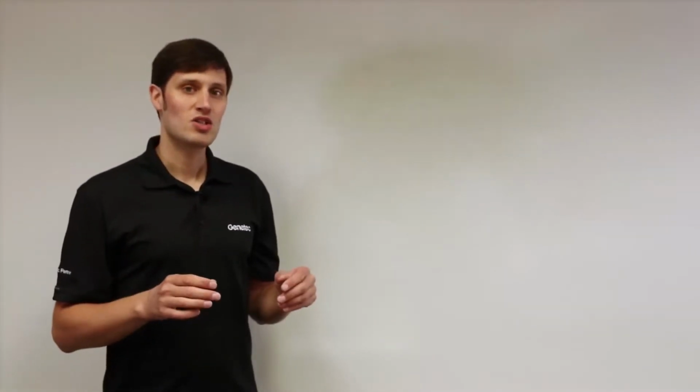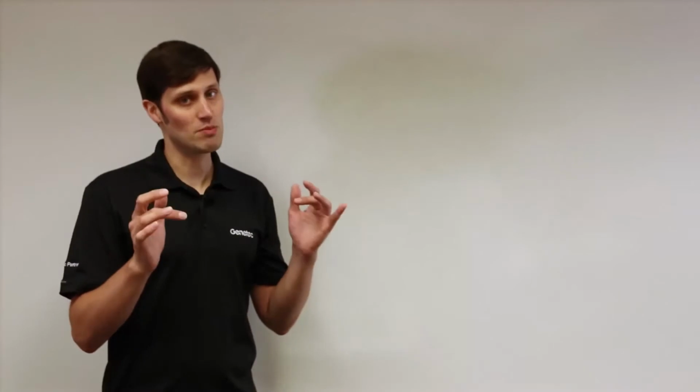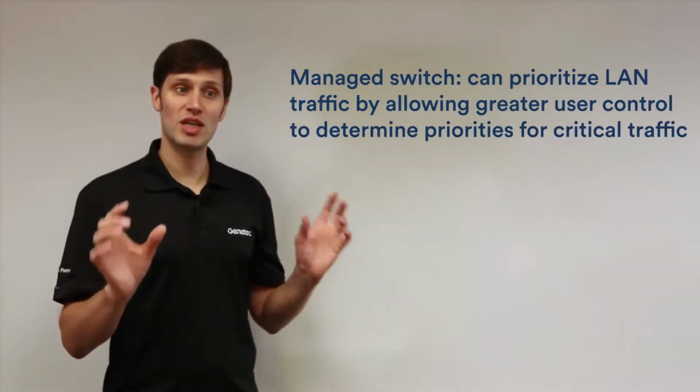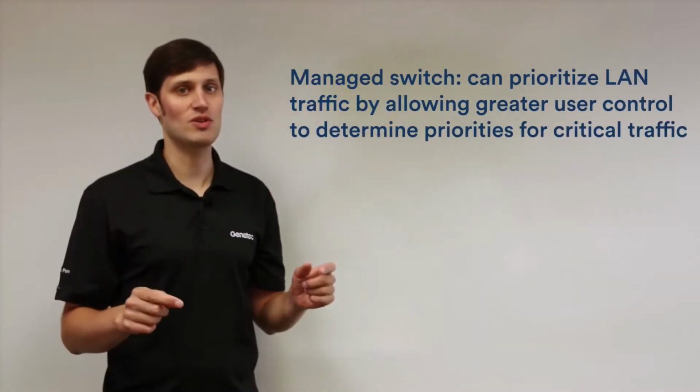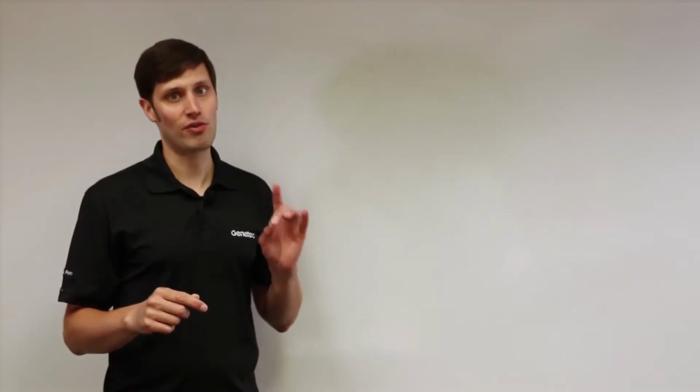So remember, if you want to implement VLANs, you need layer 2 manageable switches, and if you want communication between the VLANs, you need at least a layer 3 device, which is a layer 3 switch or a router.